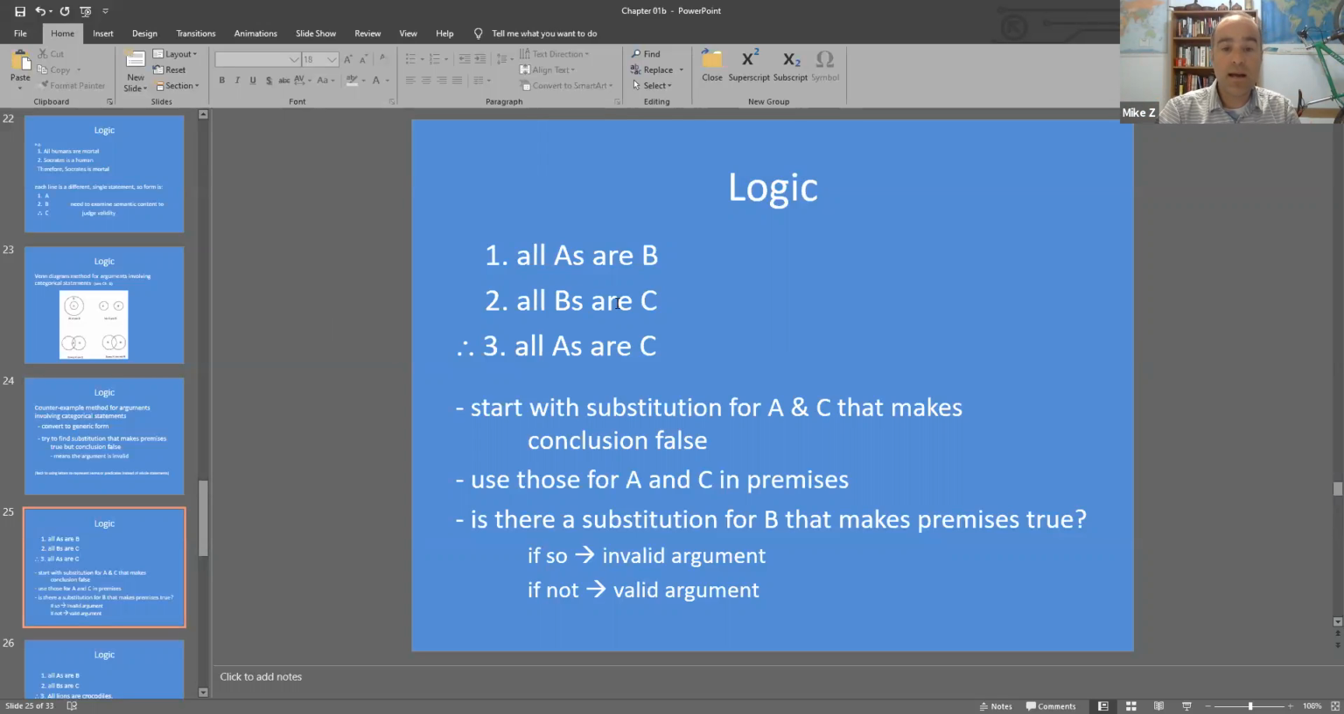Then you take that A and C and substitute them in appropriately in premises 1 and 2. Then you try to find a substitution for B that makes both of those premises turn out to be true. And if both of those premises are true, while you intentionally set the conclusion to be false, then you know you've got an invalid argument. But if you just cannot come up with any possible substitution for B that makes the premises true while the conclusion is false, then you know you've got a valid argument.